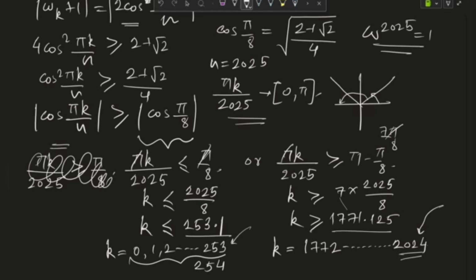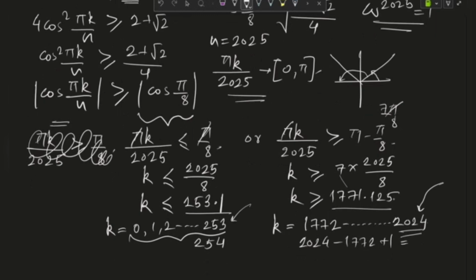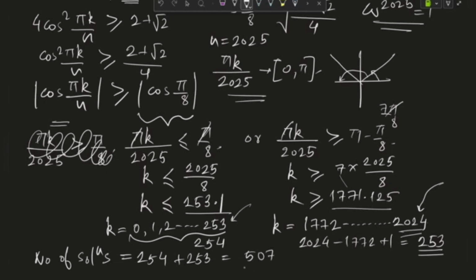So please be careful. So now if we calculate the number of terms here, this is 2024 minus 1772 plus 1. I hope you can understand. So basically this, I guess I will calculate this once. So this comes out to be 253. So now our question is done. So basically the number of solutions in total for the given equation to satisfy will be 254 plus 253. This will be 507. This is our final answer.